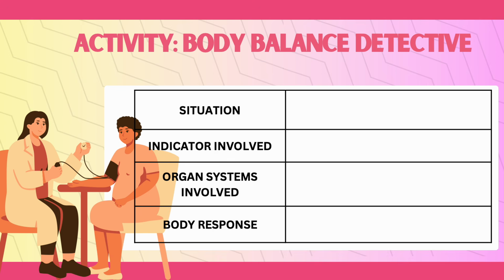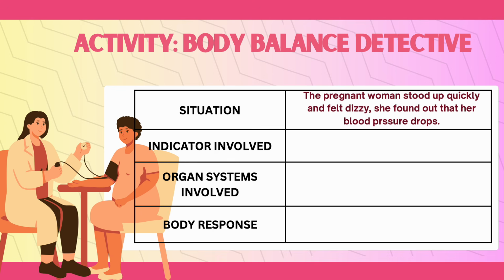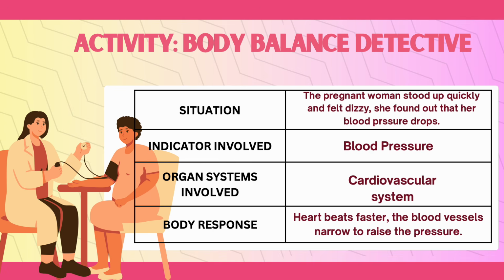For the third scenario, a pregnant woman stands up quickly, feels dizzy, and finds that her blood pressure has dropped. Which indicator is involved? Correct, blood pressure. The cardiovascular system responds. The heart beats faster and the blood vessels narrow to help raise the pressure. This is another example of the body making adjustments to restore balance.